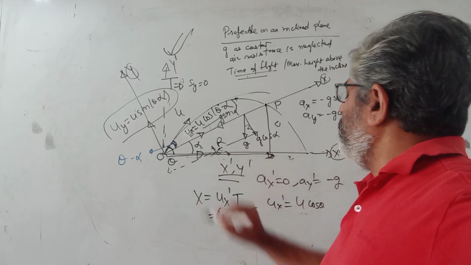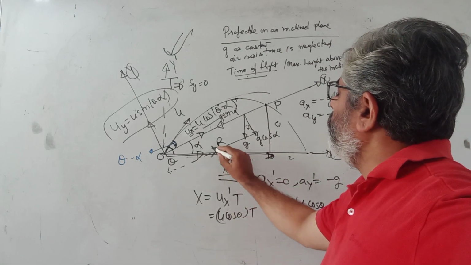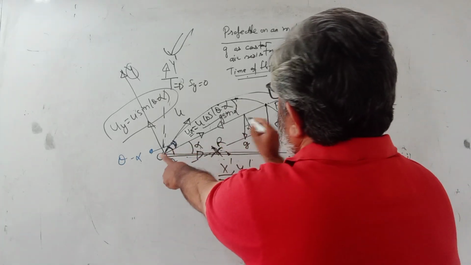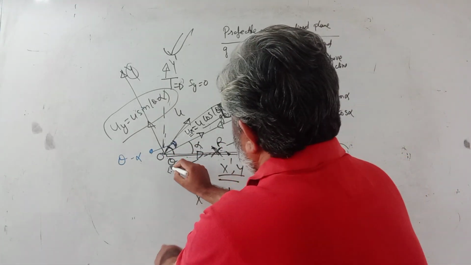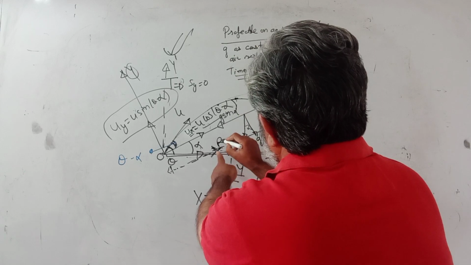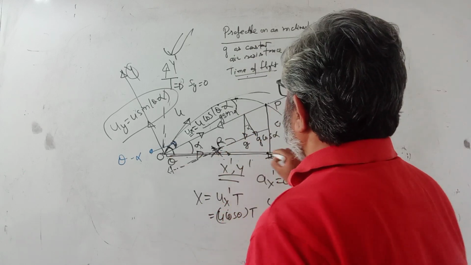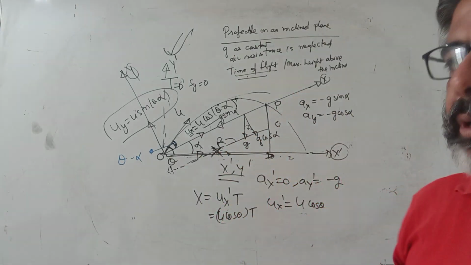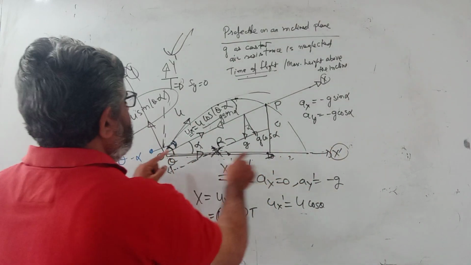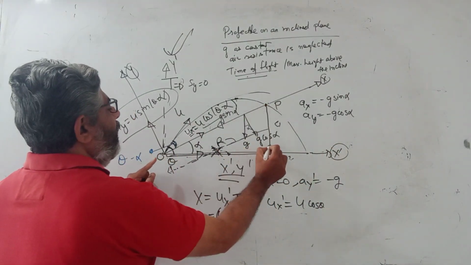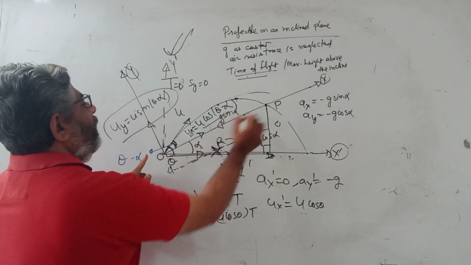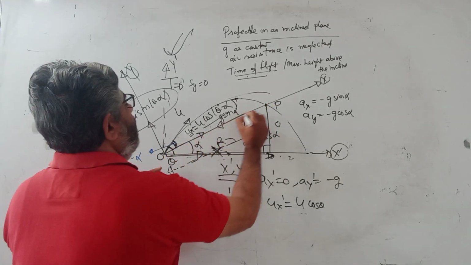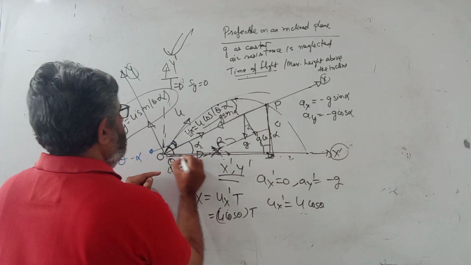But this is x. Now you will say, sir, we didn't have to find x, we had to calculate the range, this one. We have to calculate this range, and you have found this. Yes, we have to calculate range, but I have found x, and this is a right triangle. Fortunately, this triangle is a right triangle.